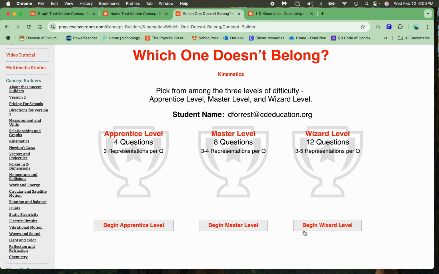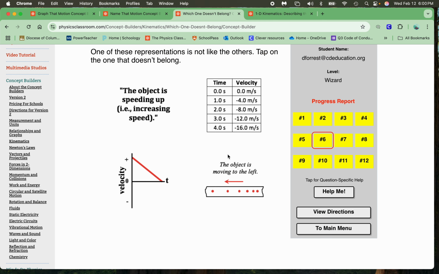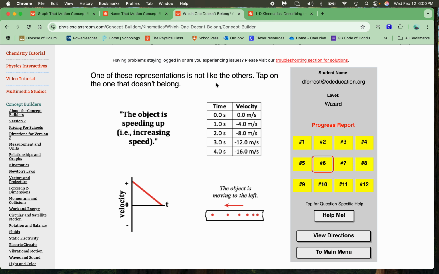So I'll go with the wizard level. There's 12 questions, I'll probably do 2 of them. So one of these representations is not like the others. Tap on the one that doesn't belong. So the object is speeding up.